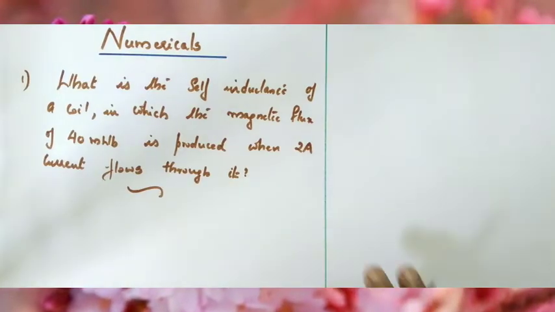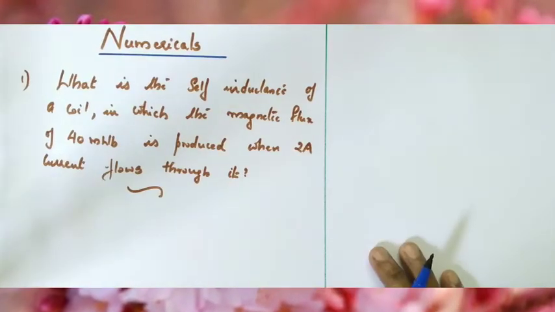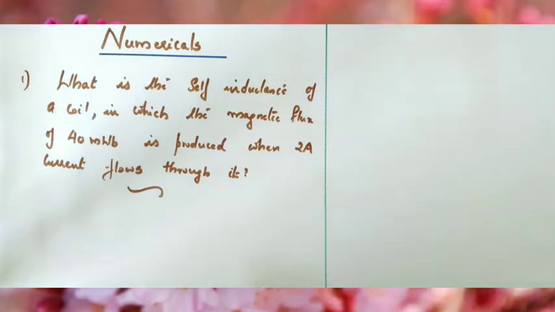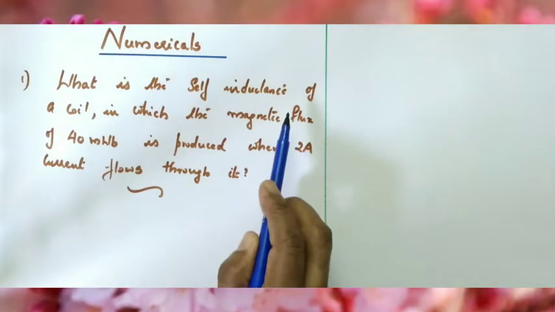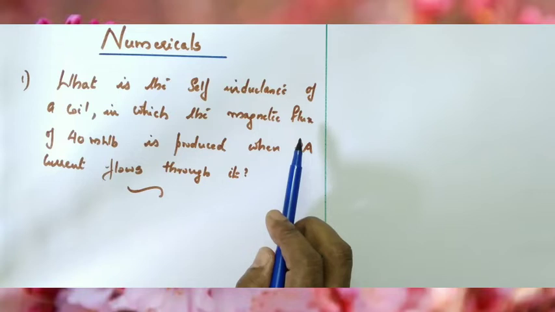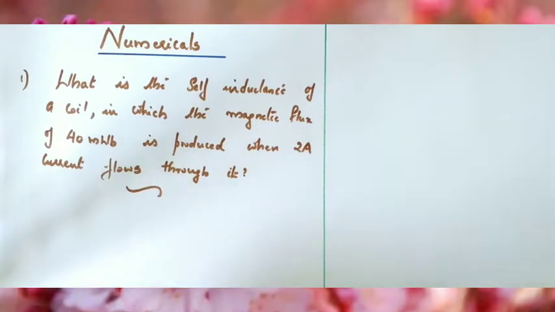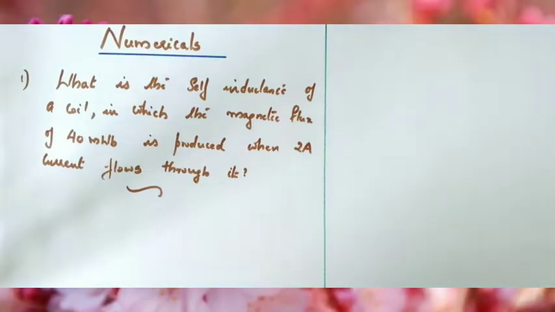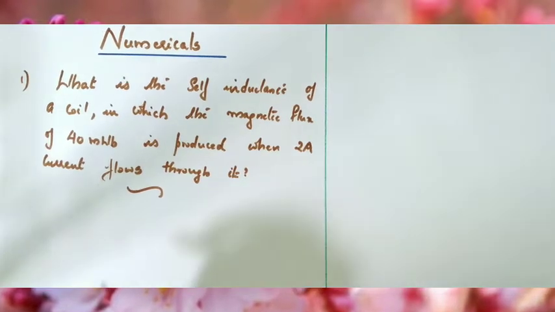Now we can do some numericals relating self-induction, mutual induction and AC generator. First question: what is the self-inductance of a coil in which a magnetic flux of 40 milliweber is produced when 2 ampere current flows through it? Here, what are the values given?